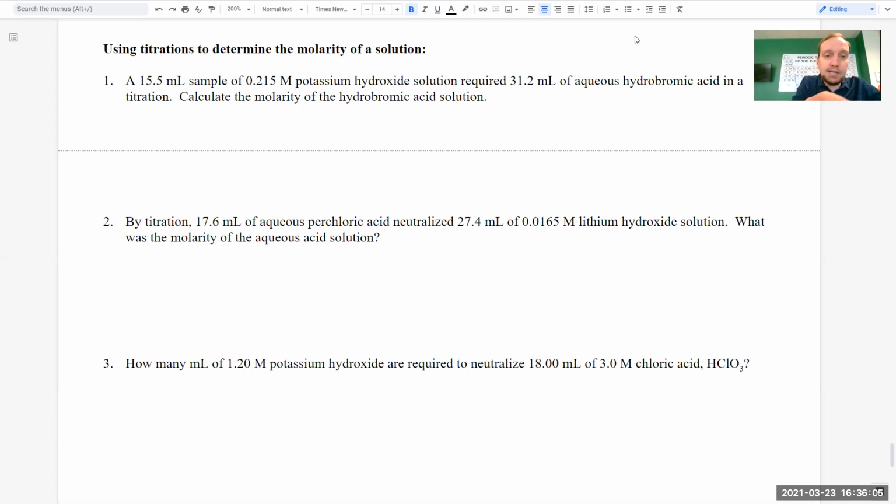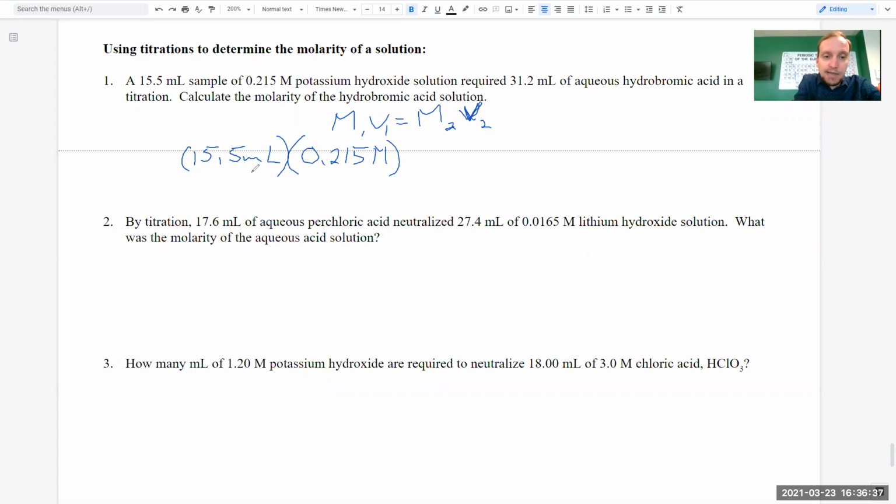So what we're going to do again is the equation, like I told you guys before, is going to be M1 V1 equals M2 V2. That's supposed to be a V or a squiggle, whatever. So our initial volume is 15.5 milliliters. That's our V1. I'm going to multiply it by our first molarity, which is 0.215. Again, notice both of these numbers that I just wrote are for the base. Those are both for the potassium hydroxide base solution.